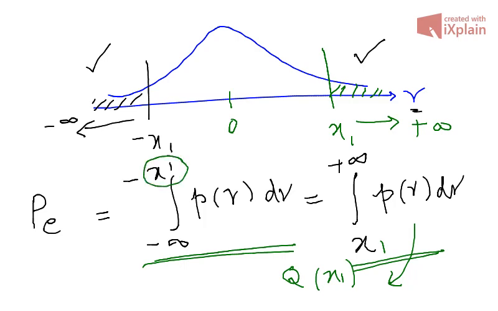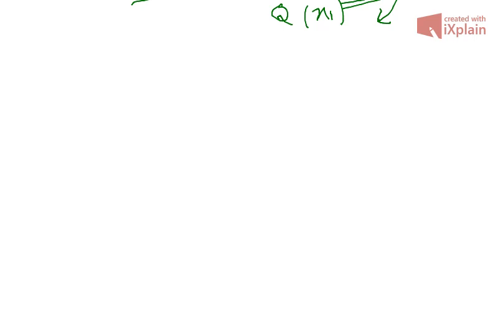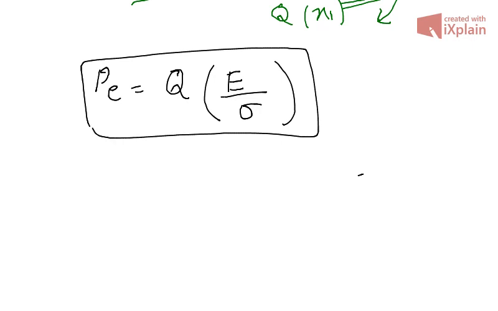That is why we have written our probability of error expression as Q of minus E over sigma, we have written it as Q of E over sigma, right? This is our expression for the probability of error. So this is the Q function and the expression for the probability of error, which is directly related to the energy of the signal.